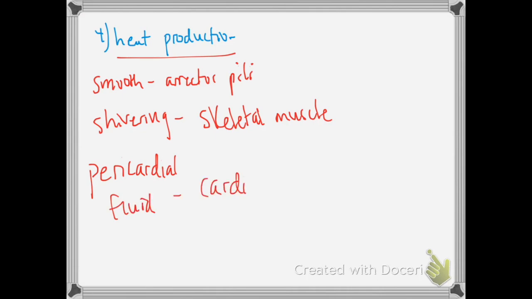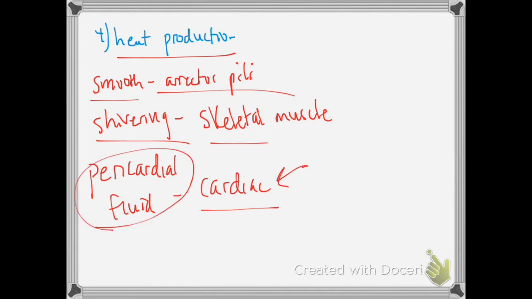So all we're trying to say is that all 3 of these contract: cardiac, skeletal, and smooth muscle, and they all create heat. So some different examples: shivering for skeletal, the erector pili for smooth, and then the heart is this cardiac muscle. But this idea of the pericardial fluid was just showing that the heat produced by this cardiac tissue is dissipated through this pericardial fluid.